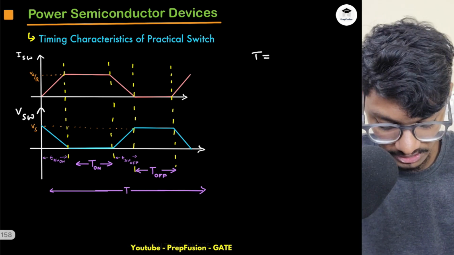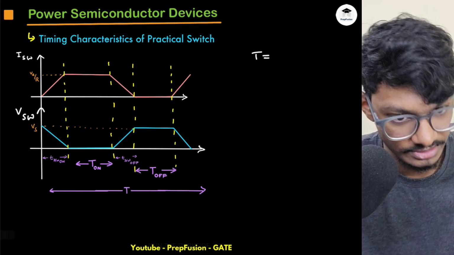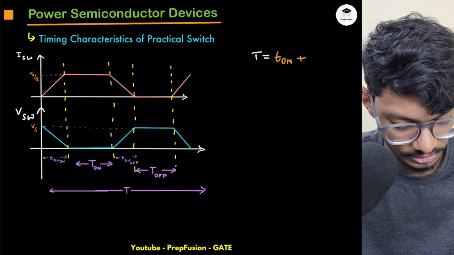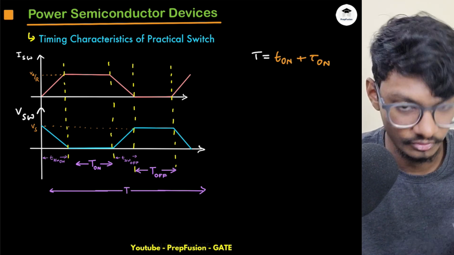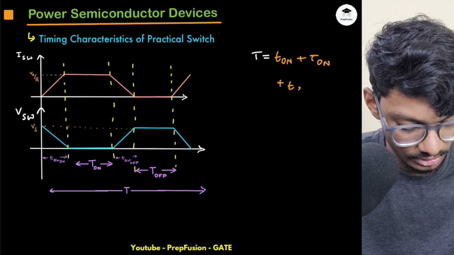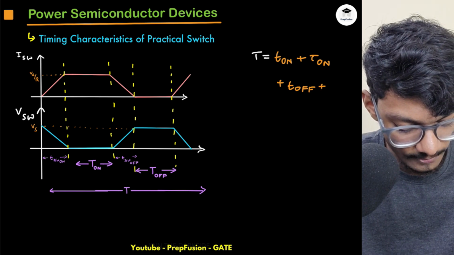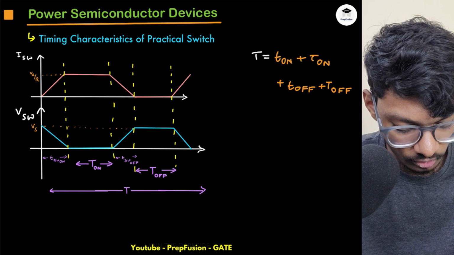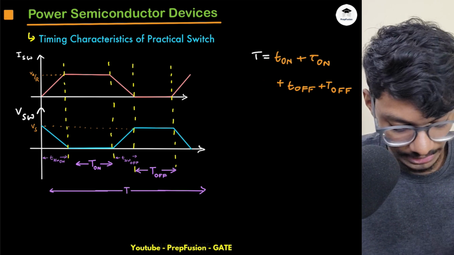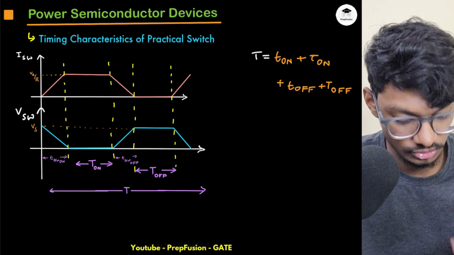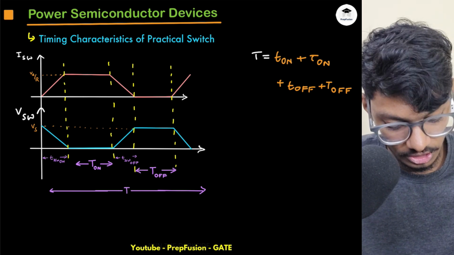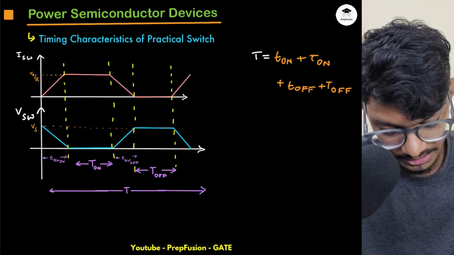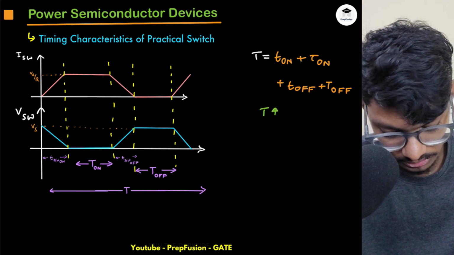So basically the overall time is T switch on, then capital T on, the duration for which it is on, then T switch off, plus capital T off. So these are the 4 timings that it takes for the switch to turn on and off. These are the things. So obviously my T has increased now. T has increased, right?